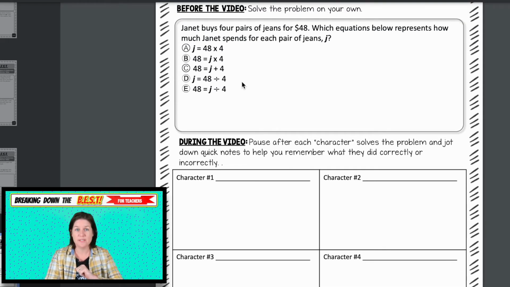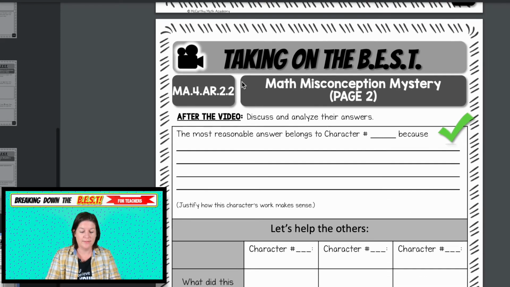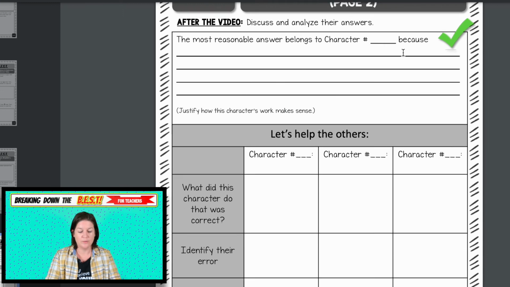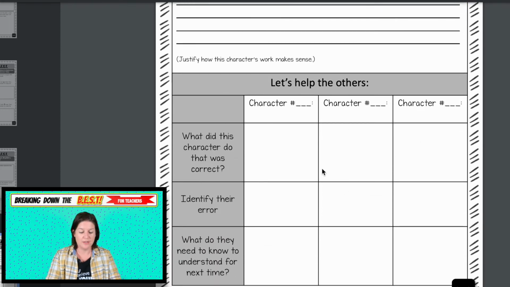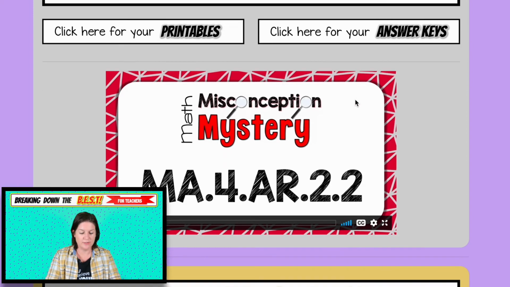3 of them will make a mistake that students will commonly make, and 1 of them has the correct thinking and solves it correctly. Then they'll fill out their detective report, where they say who the most reasonable answer belongs to and why, and then evaluate the other 3 characters. Those are your silver resources, and here are your answer keys right there.